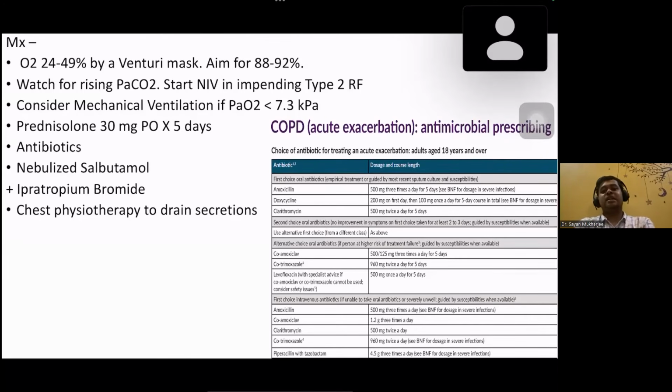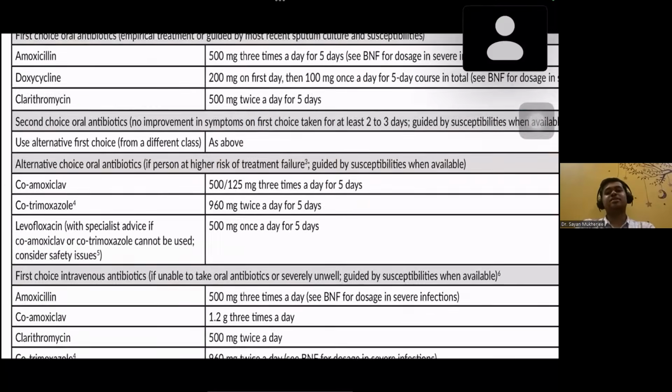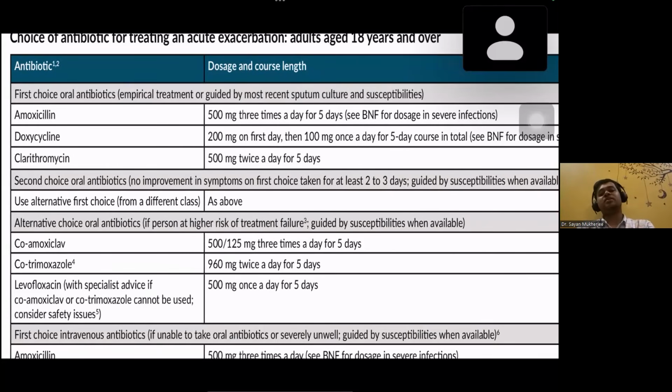Apart from that, we'll give him bronchodilators like nebulized salbutamol and ipratropium like asthma. And in this case, we'll give him steroids too, like asthma, and we'll give antibiotics. Now, what antibiotics? It's just like pneumonia: amoxicillin, doxycycline, and clarithromycin. We read in pneumonia that we use amoxicillin for mild, amoxicillin plus clarithromycin for moderate, and for severe, we use amoxiclav plus clarithromycin IV. So it's similar here.